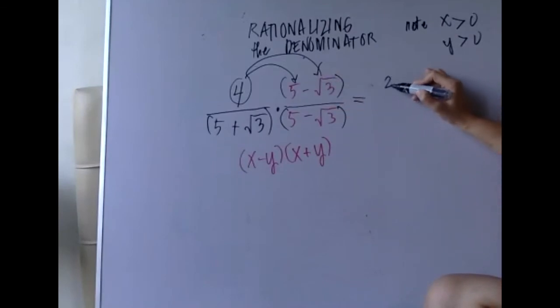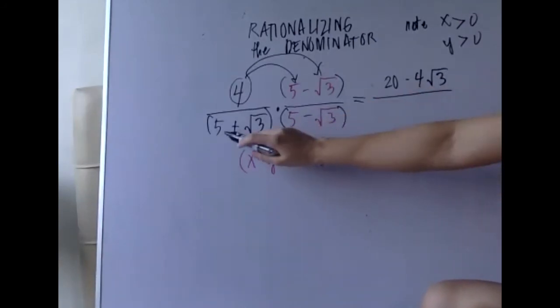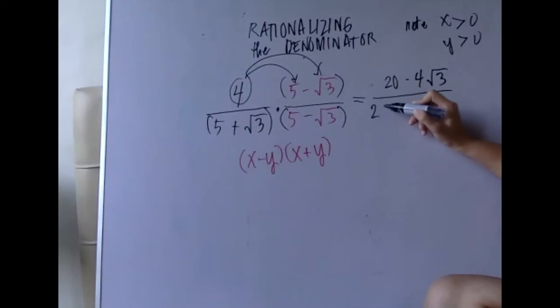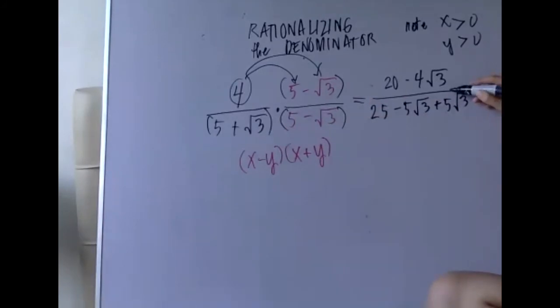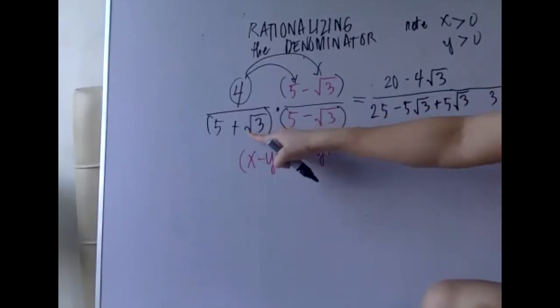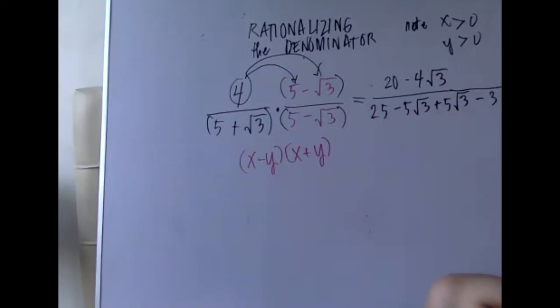Here sa taas, we will have 20 minus 4 square root of 3 over FOIL method first, 25, outer, negative 5 square root of 3, inner, 5 square root of 3, last, we have square root of 3 times square root of 3, that's just equal to 3. Ano yung sign? Positive, negative, so negative.